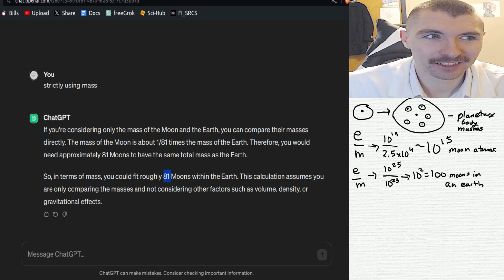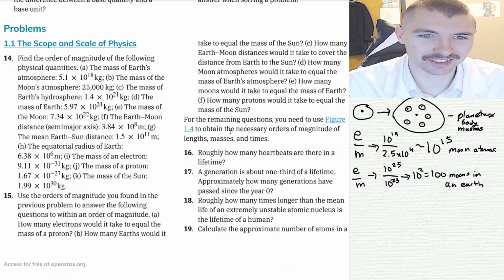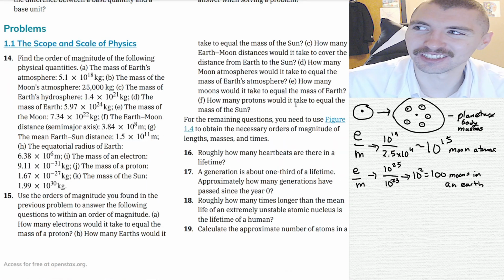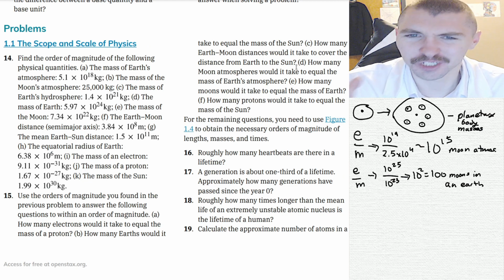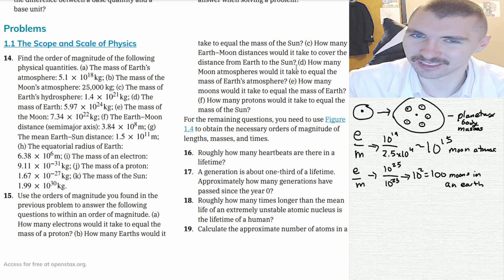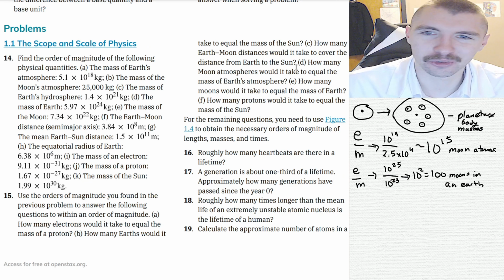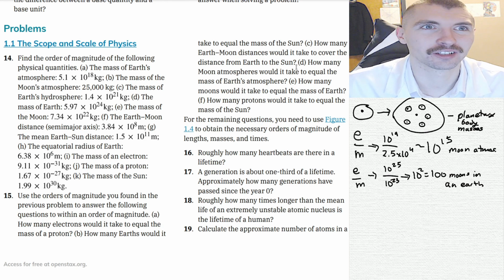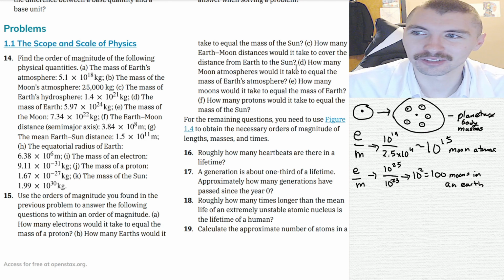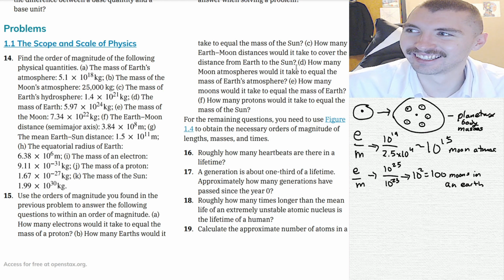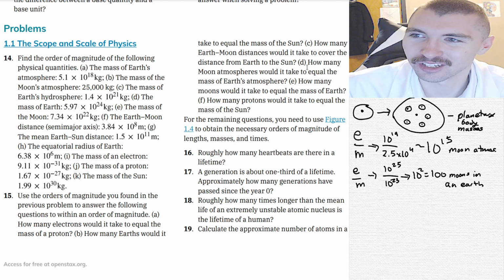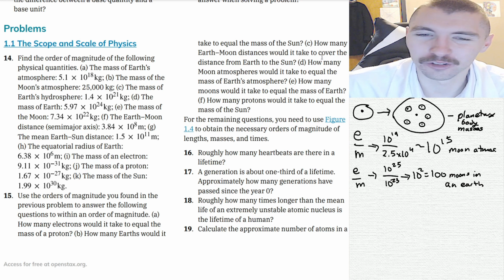And again, it is easier, because it's hard to visualize 81 moons. Who would think, oh yeah, 81 moons, that's a lot. But no, it's a lot easier just to say 10 to the 2 moons or 100 moons in the Earth.